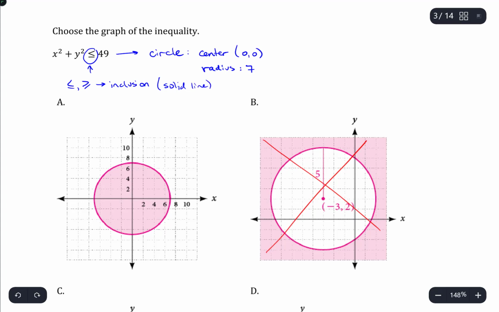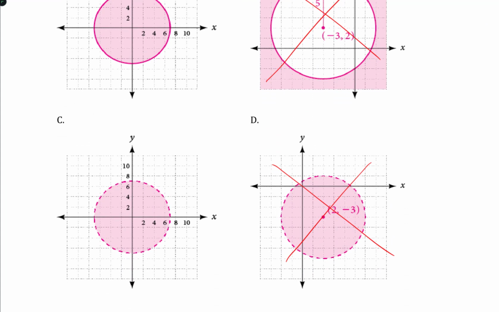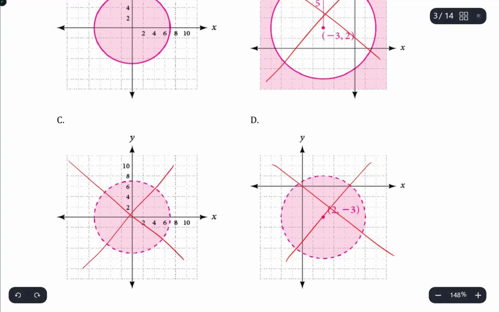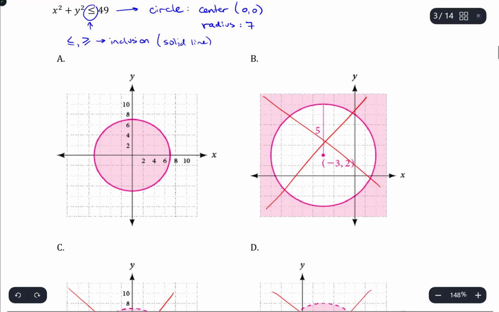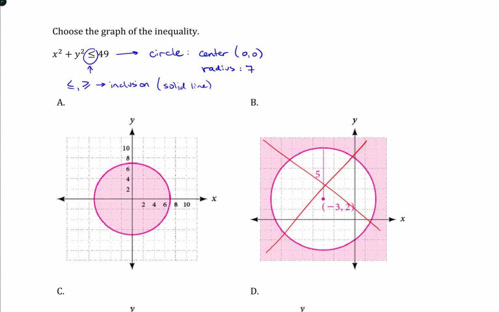All right, now, A and C are the ones remaining. Between A and C, the only one with a solid line is A, so that rules out C. And so I think that pretty comfortably says that A is going to be our graph.